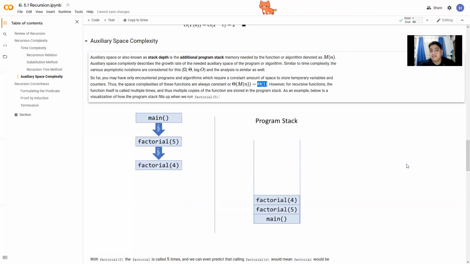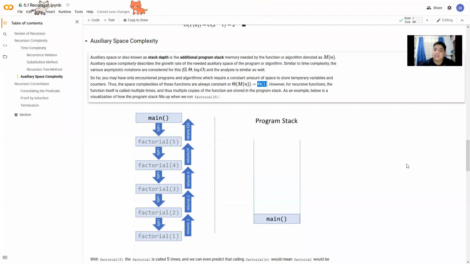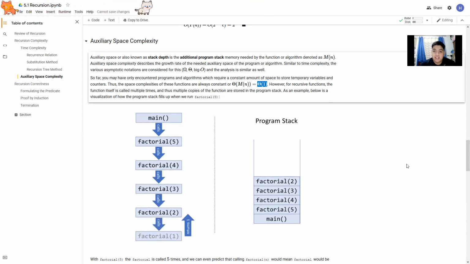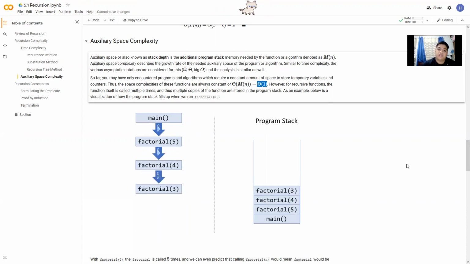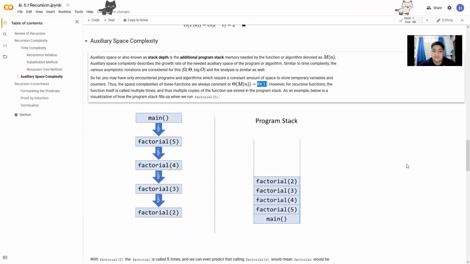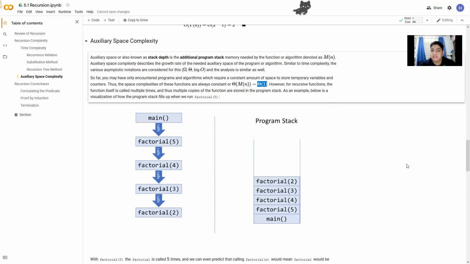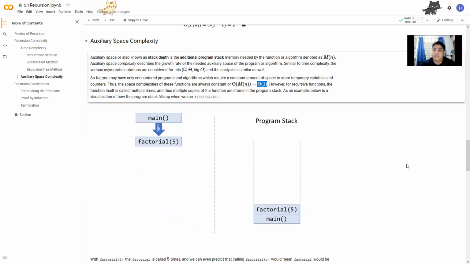So similarly to time complexity, auxiliary space complexity describes the growth rate of the needed auxiliary space that our program or algorithm needs. So similarly, we use the various asymptotic notations such as the omega, the theta, and the big O notations for the analysis of auxiliary space complexity as well. So far, you may only have encountered algorithms that require a constant amount of space to either store temporary variables or some counters. So more or less, the complexities of the functions we've been dealing with have been constant, both at best and worst cases.